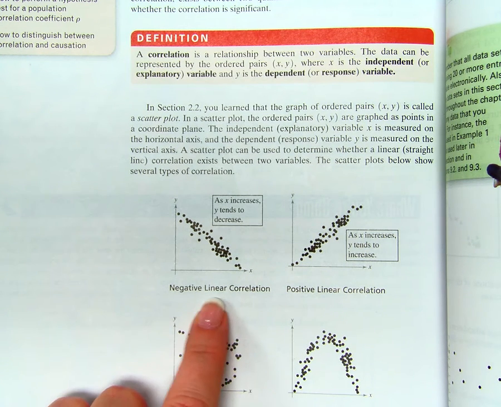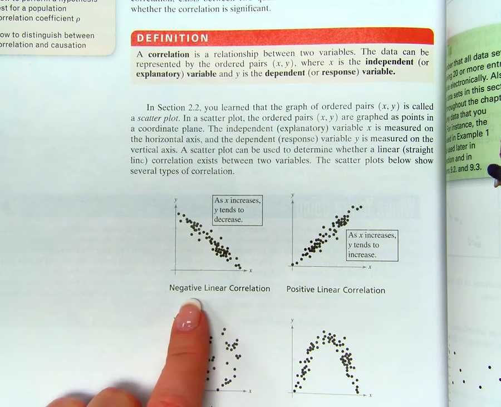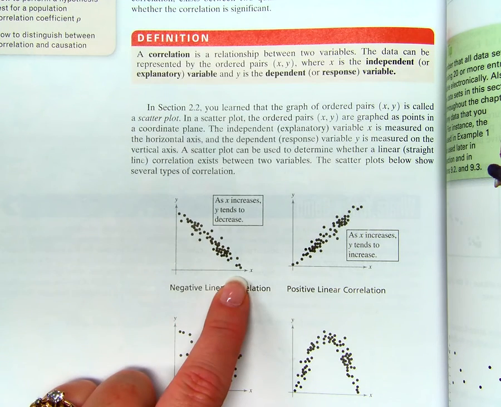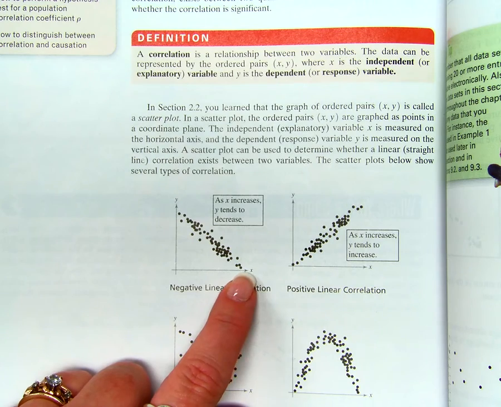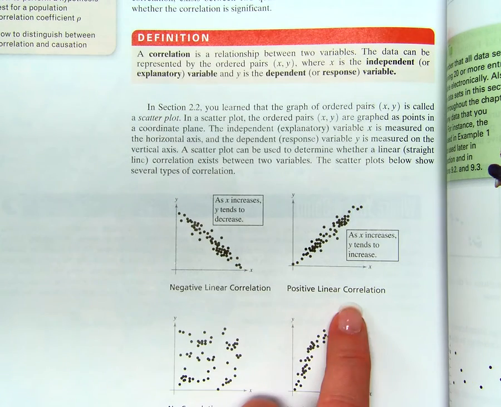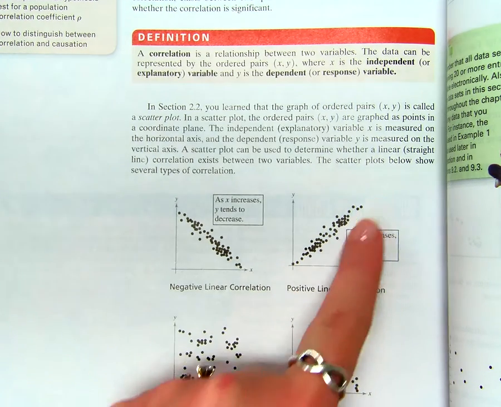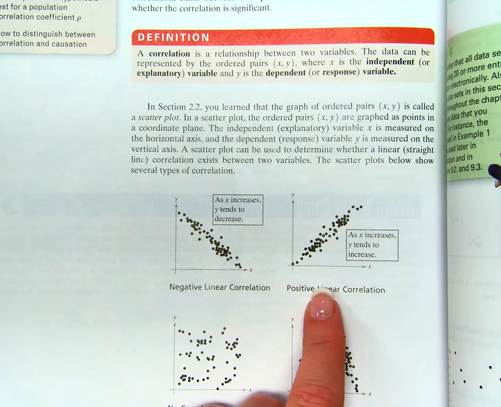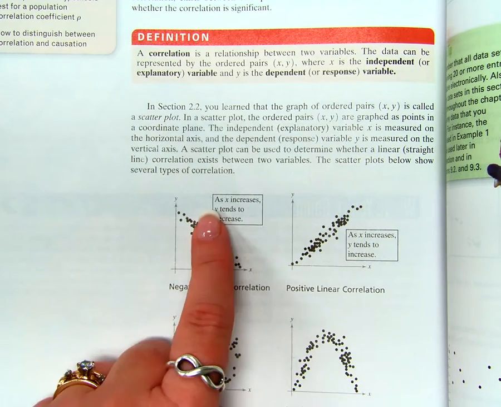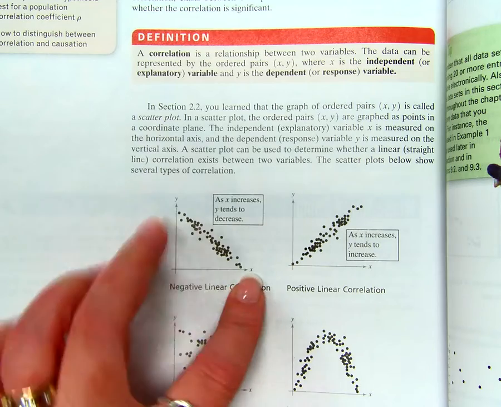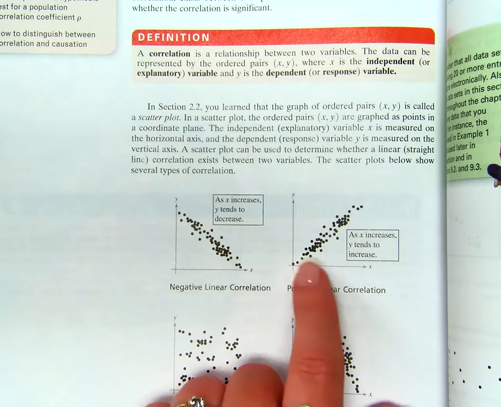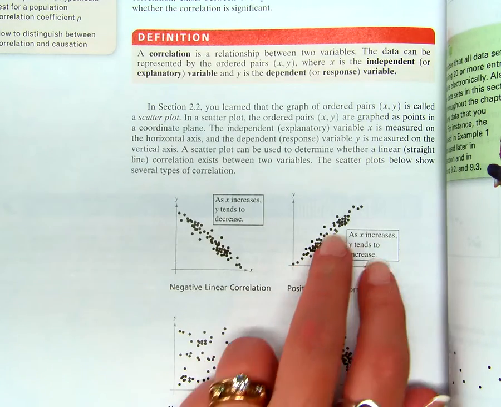So this one, does it make sense that it is a negative linear correlation? Because if we drew a line, what kind of slope would it have? Negative slope. What about a positive linear correlation? If I drew a line, what kind of slope would it have? Positive. These words are also important too. As x increases, y is decreasing. This one, as x increases, y is increasing.